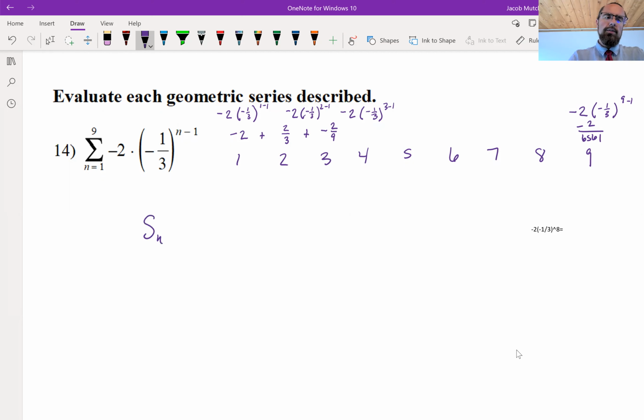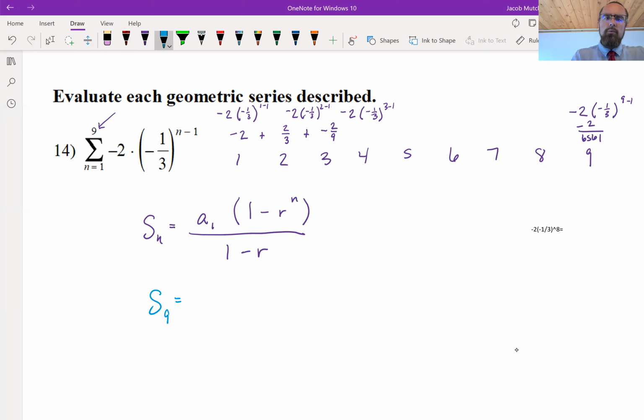So again, this is a finite geometric series. It's headed to the 9th value instead of the infinite value. And we're going to plug in again just to have that formula handy. It's the first term times 1 minus the common ratio to the power of n all over 1 minus the common ratio. So we'll set that up for this specific question. This is S sub 9, since we're adding up the first 9 terms.